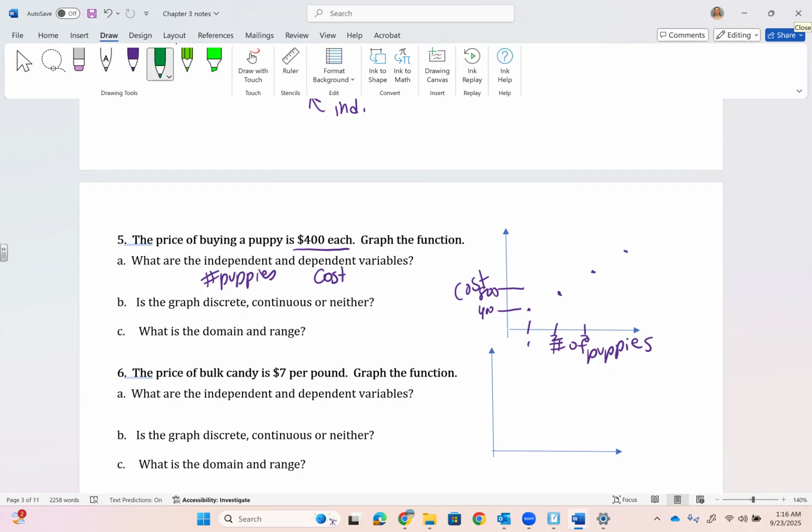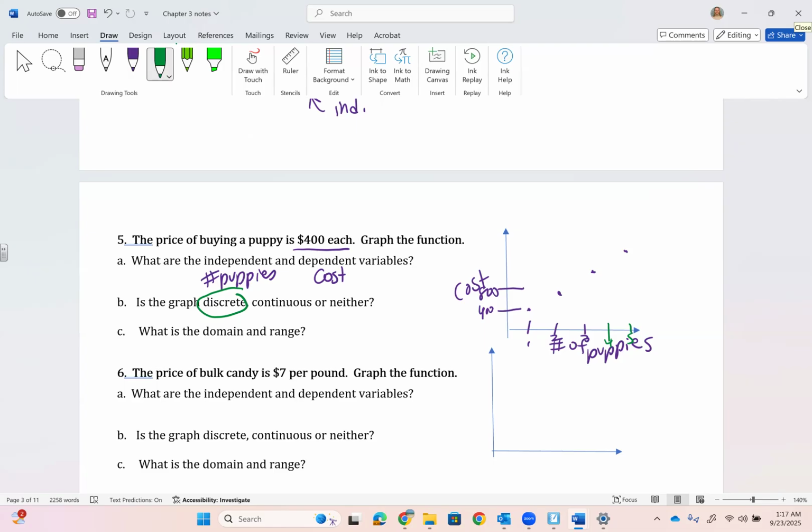Would the point 1.5 make sense to put a dot there? And does it make sense to connect all those dots to say, hey, you can buy partial puppies? The answer is no. Doesn't make sense to connect them because you can buy 4 puppies or 5, but you can't buy 5.5. So this would be discrete because the numbers in between don't make sense to be connected. Therefore you're not going to connect it and say it's continuous.